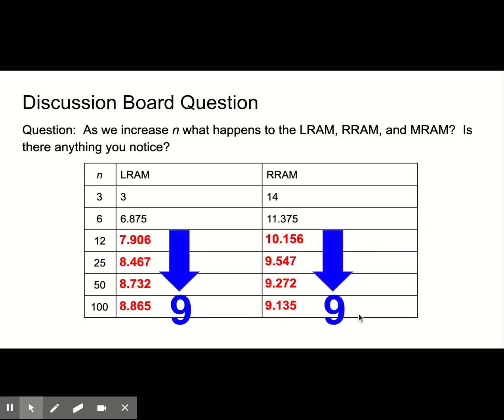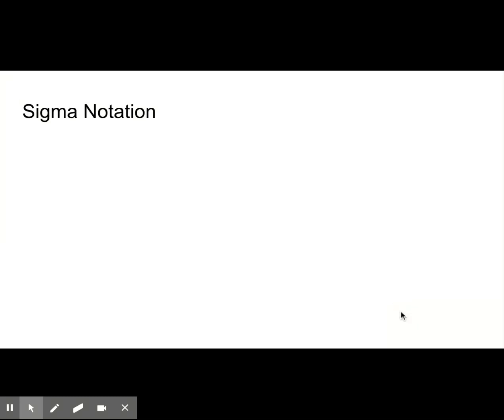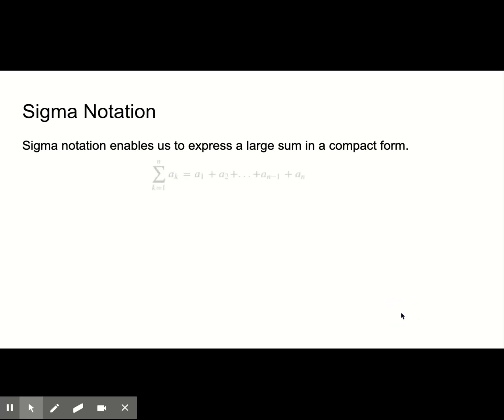This estimate was done with a finite sum. As our finite sum of the areas of the rectangles increased, our area became more accurate. In order to show the work for large sums in a compacted form, we use something called sigma notation. Sigma notation enables us to express a large sum in a compacted form.